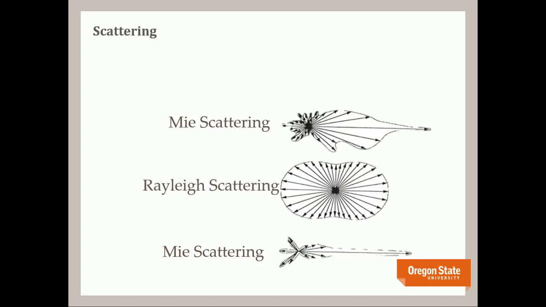Types of scattering: Mie scattering, Rayleigh scattering, and the pattern of Mie scattering is presented here. These are the scattering patterns already discussed in undergrad courses, so there is no need for further discussion.